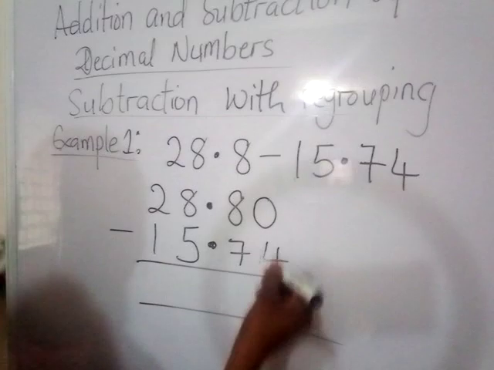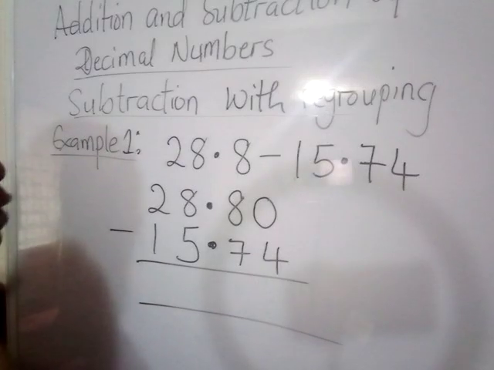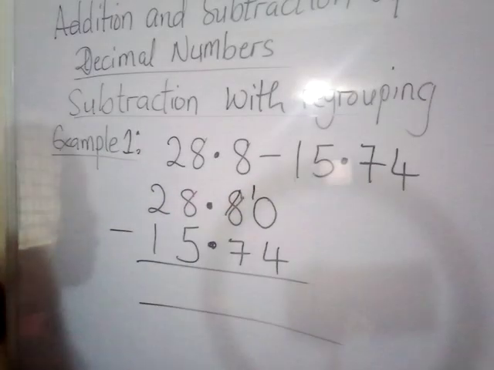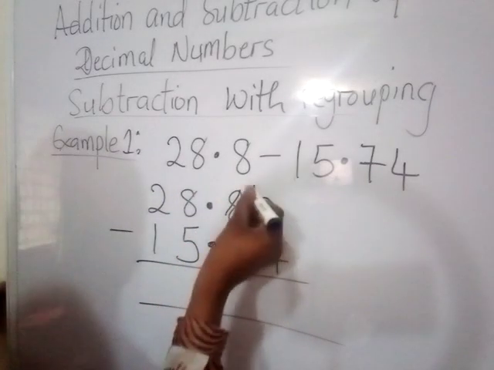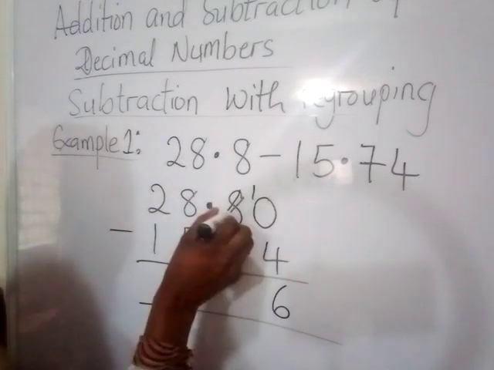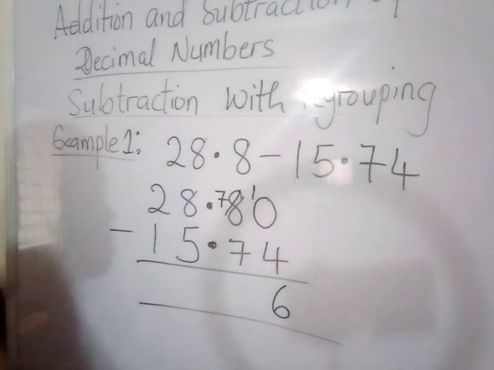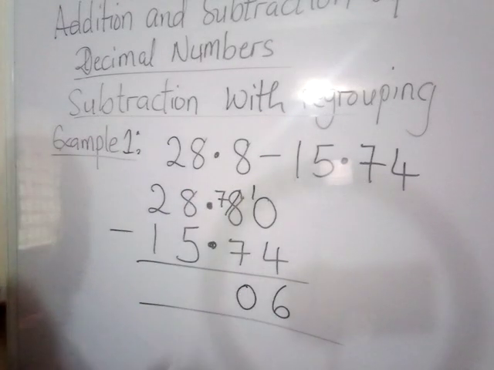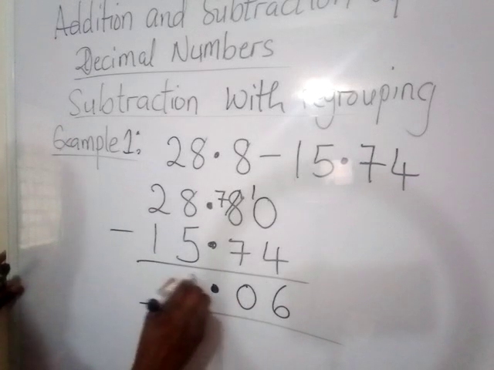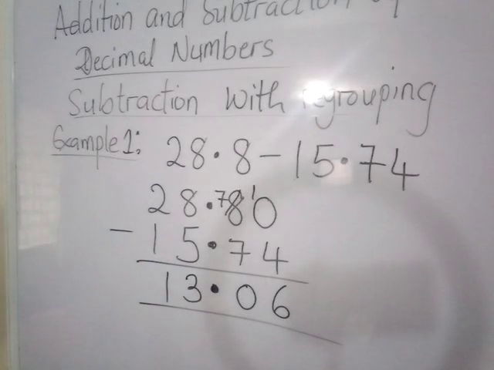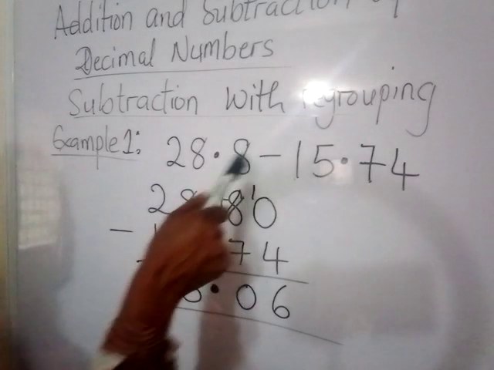So what do we do? 4 from 0. Can we subtract 4 from nothing? No. So as usual, we will come to 8 and borrow 1 and bring it here. So this number now becomes what? 10. 10 take away 4, we have 6. Now because we took 1 from here, this place remains 7. So 7 minus 7, we have 0. Again, remember to bring down your points. So 8 minus 5 is 3, and 2 minus 1 is 1. I hope it's clear.